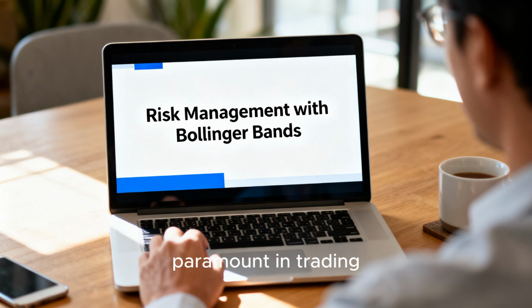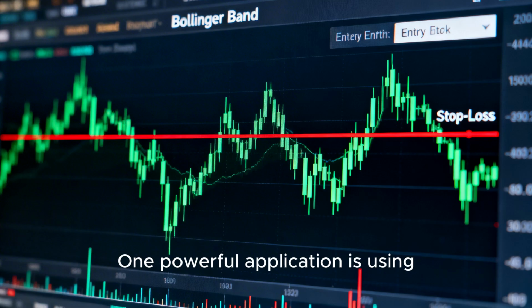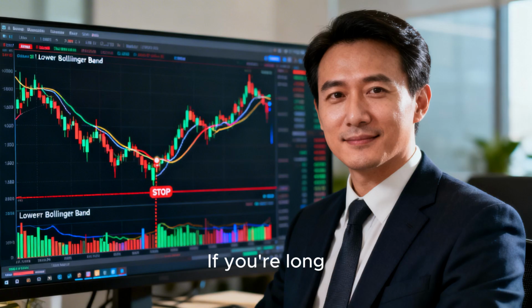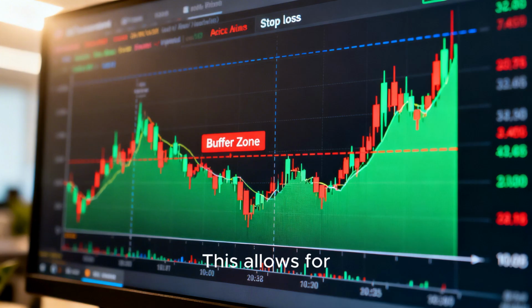Effective risk management is paramount in trading, and Bollinger Bands can assist here. One powerful application is using the bands to set strategic stop-loss levels. If you're long, placing your stop-loss just below the lower band can protect capital. This allows for normal market fluctuations while limiting downside risk.